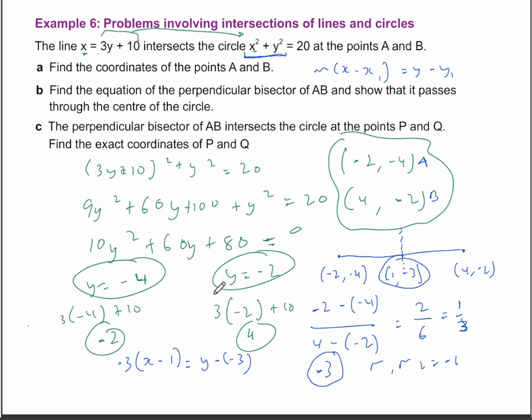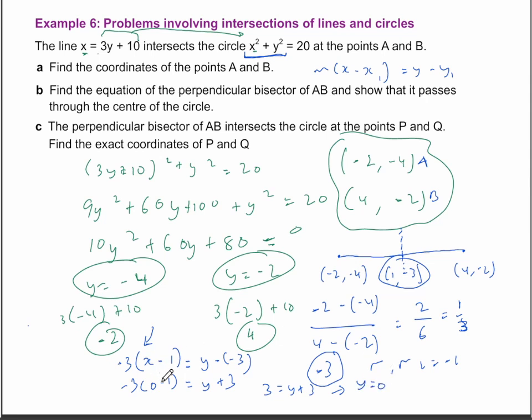From here, what's left is we have to show that 0, 0 is on this line. And so we can substitute 0 in x and we see what it gives us for y. So negative 3 times 0 minus 1 equals y plus 3. Negative 3 times negative 1 is positive 3. So 3 equals y plus 3, which gives us that y is 0.